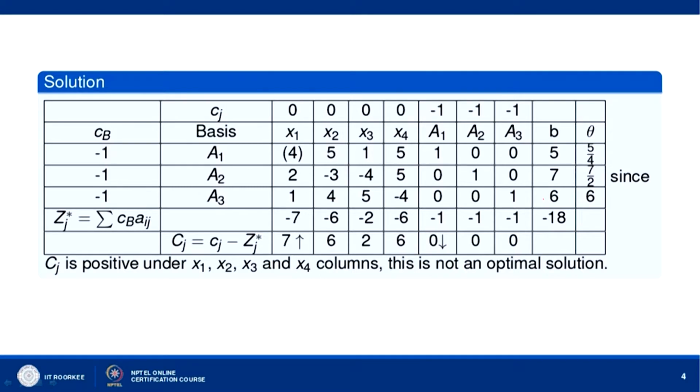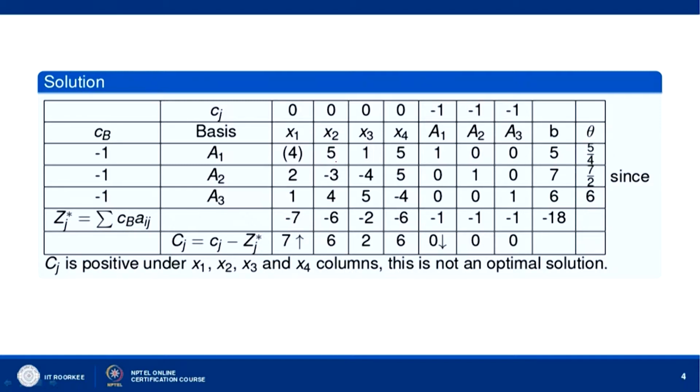Now, we can find zj star, which is sigma cb aij. So, if we find sigma cb aij, then here you can see minus 1 into 4 is minus 4, minus 1 into 2 is minus 2, minus 1 into 1 is minus 1. So, minus 4 minus 2 minus 1 becomes minus 7. And when we get Cj minus zj star, we get 0 minus minus 7. So, we get 7 here.